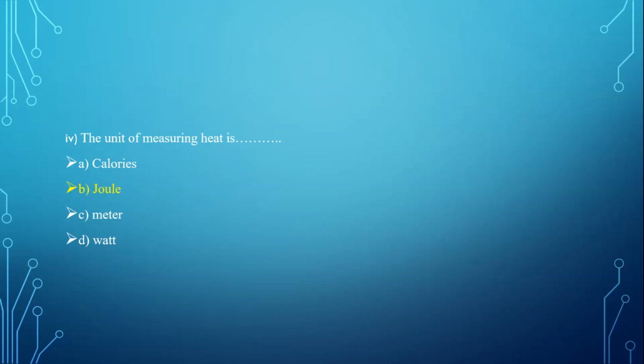Okay, calories we calculate as an energy. Okay, now see students, joule is a unit of measuring heat. So whenever it is asked the unit of measuring heat is dash, it will be joule. Here the option will be B, joule.